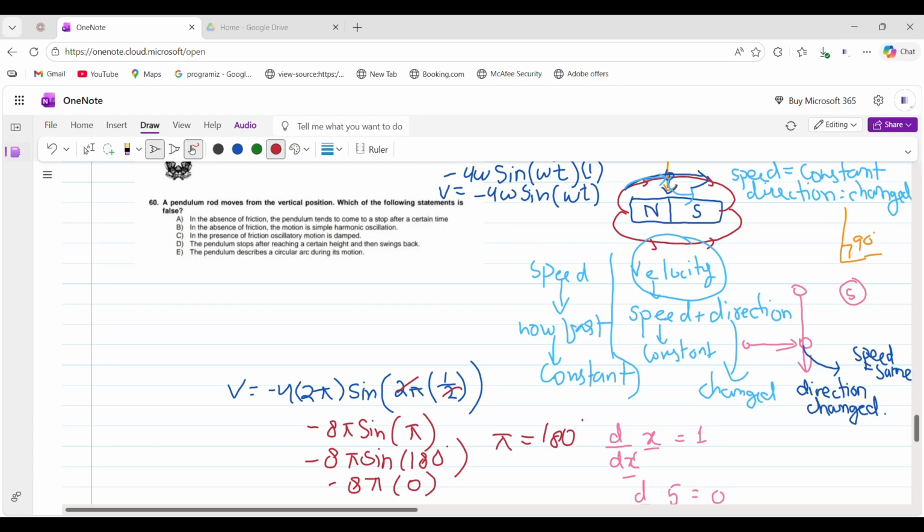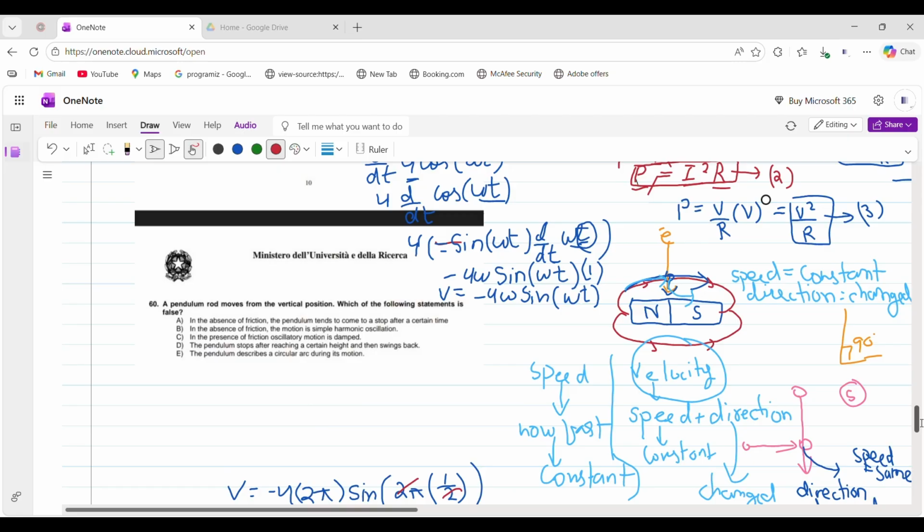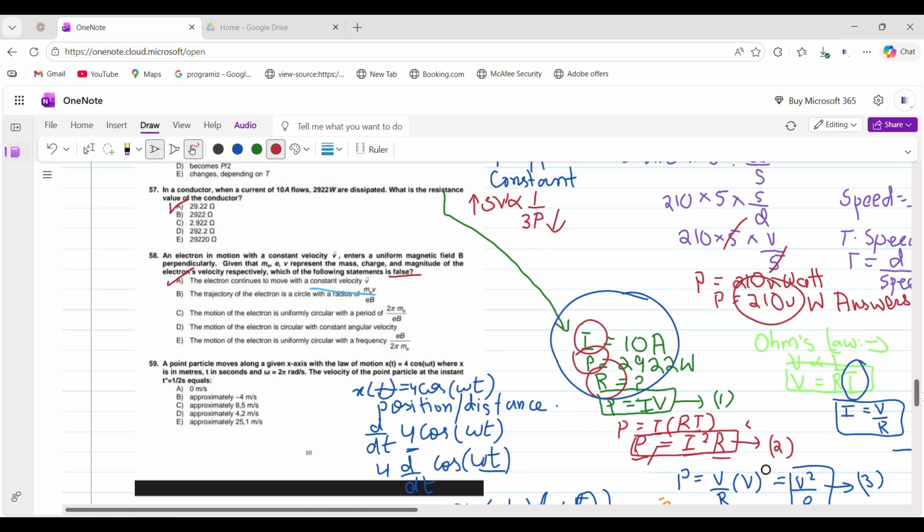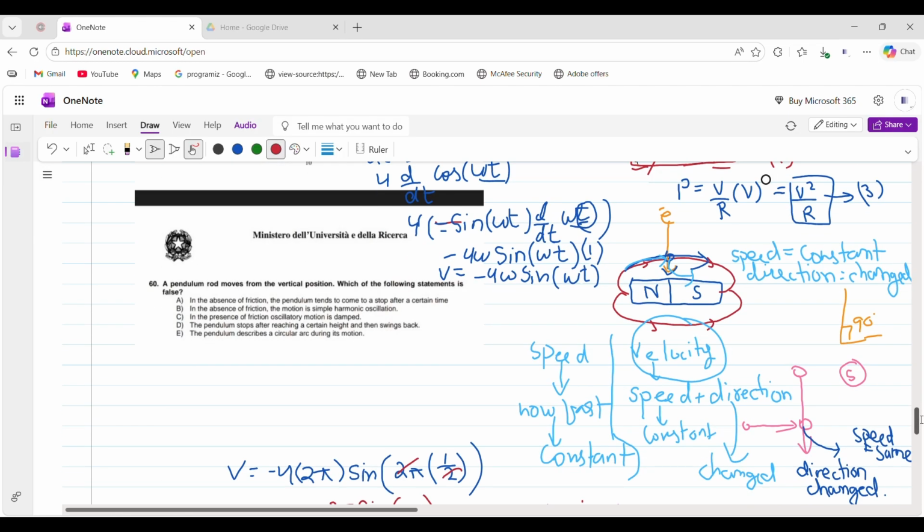Sine at 180 degrees is basically 0, so the entire thing multiplied with 0 is 0. So we have gotten our velocity at time 1/2 and omega 2 pi. We have gotten our answer, 0 meters per second. I hope this is clear.